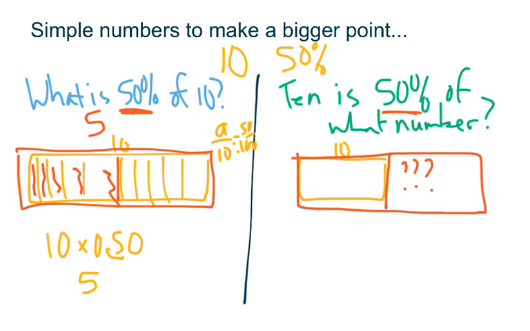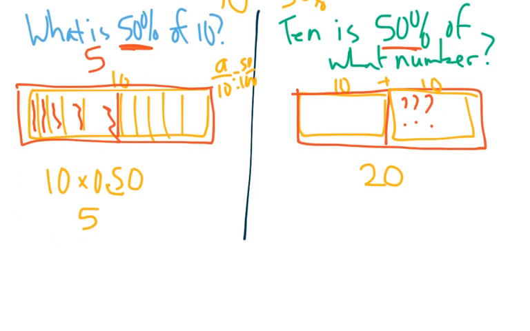10 is 50% of some number, so if it's 50%, it's covering half. There should be another 10. Add those together, and we end up getting 20 as the big number. Well, how did we do that? So for this one, what we're going to have to do is, and I mentioned it on the other screen, divide. So we go 10 divided by 50%, which is 0.50.